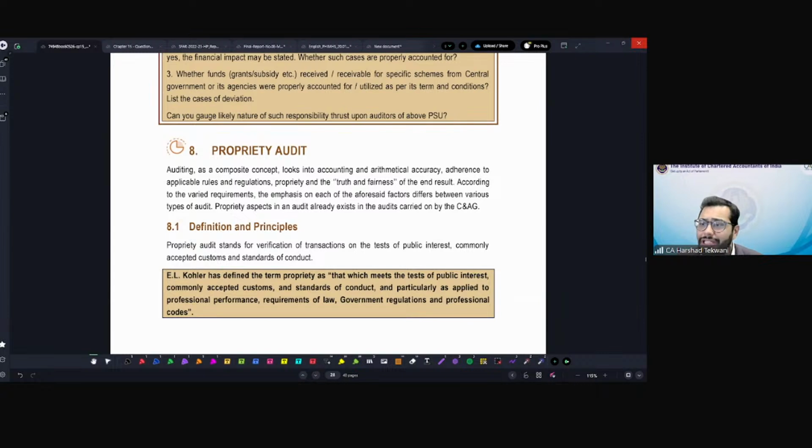When drafting the policies and procedures, and even when complying with them, because at times it might not be clear, we check with ethical behavior. We check the fairness of the transactions in the proprietary audit.